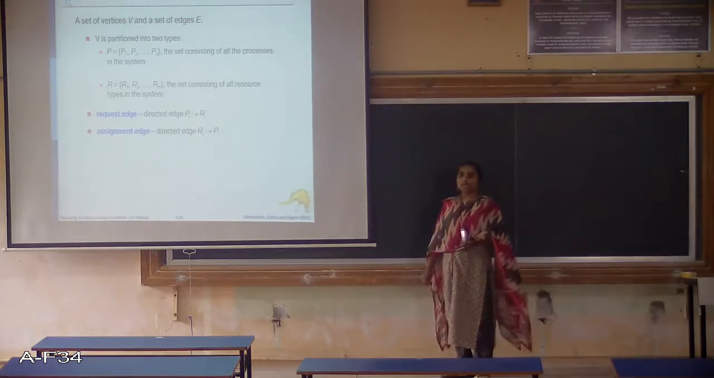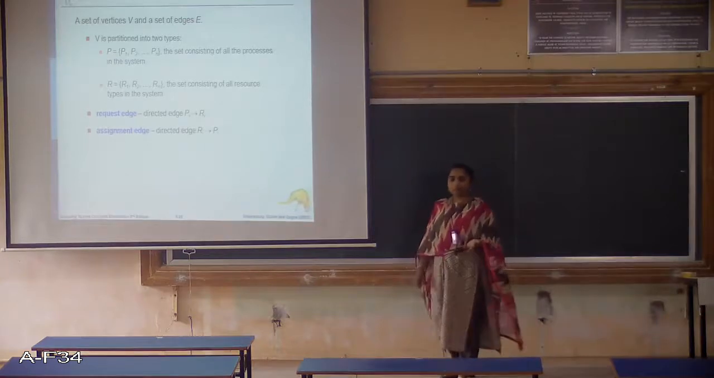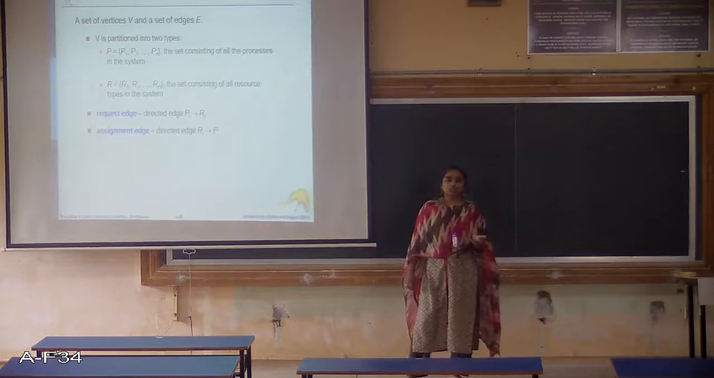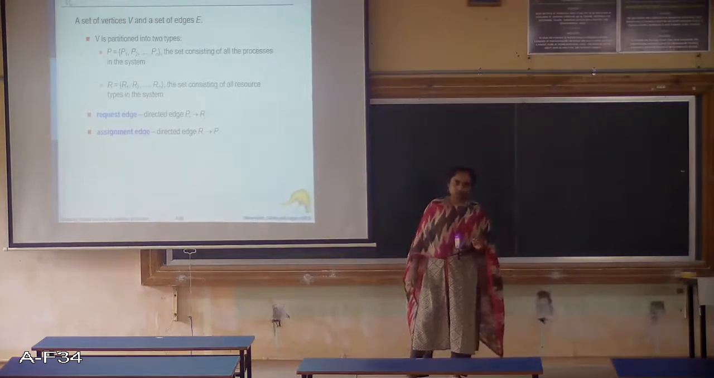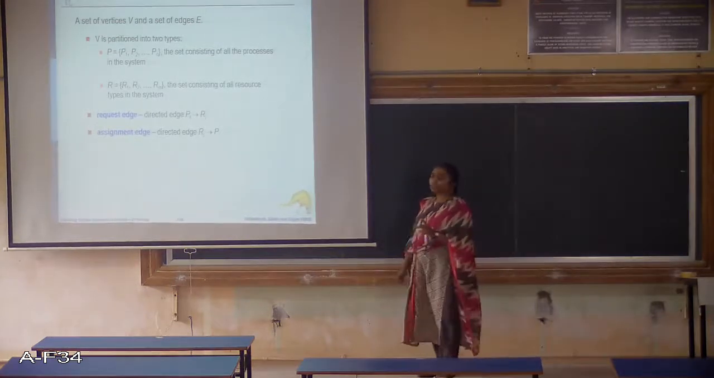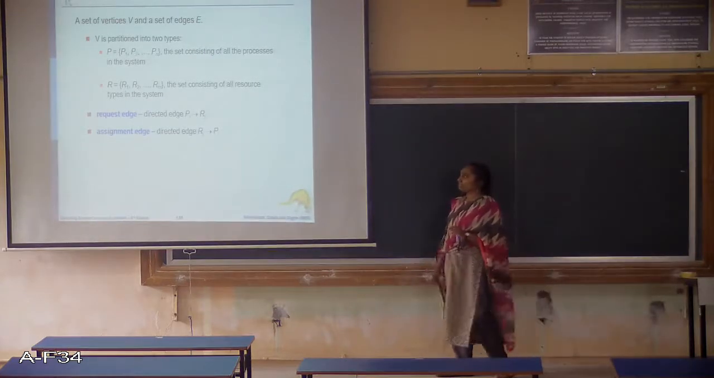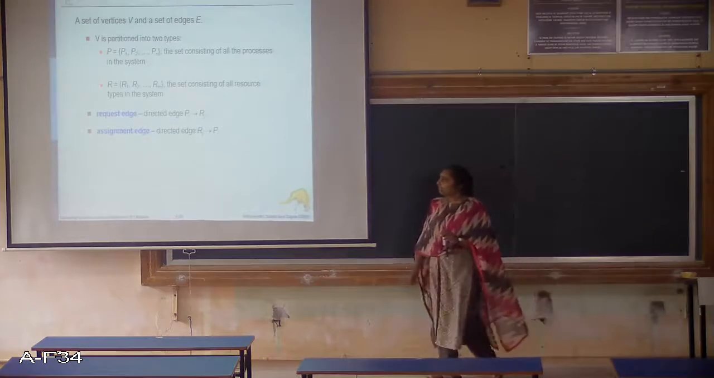So you may be having more than 1 RAM in your system, then that is 2 instances of RAM present on your system. So that is what an instance is. So here in a resource allocation graph, we use 2 edges. One is a request edge and the second one is an assignment edge.